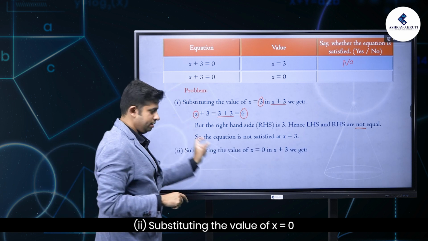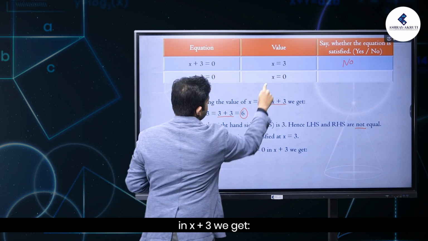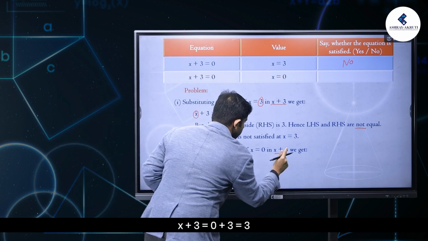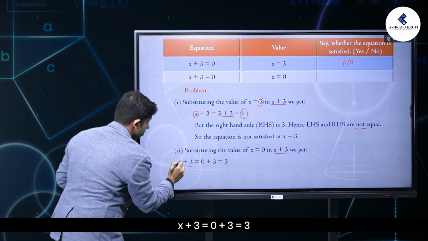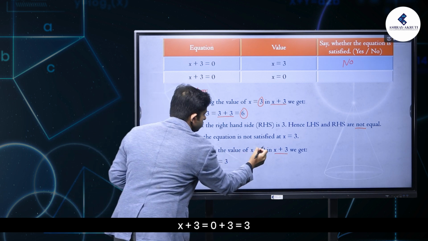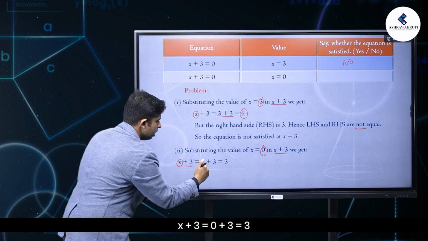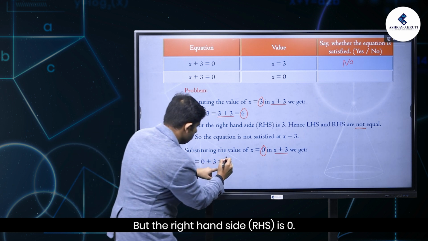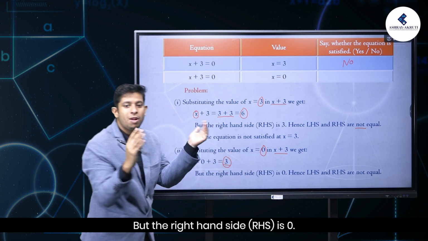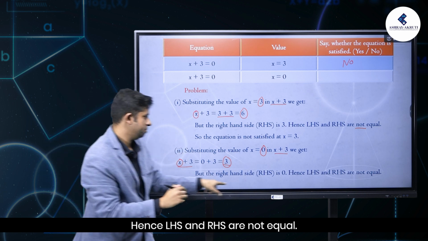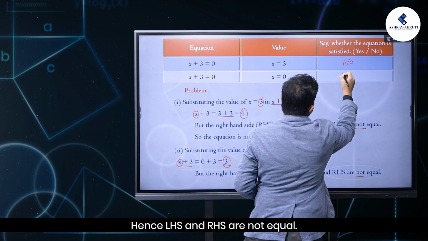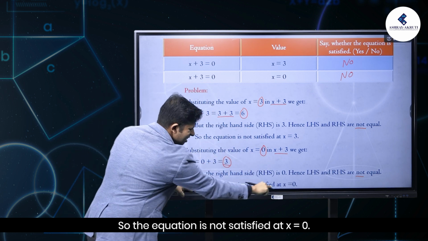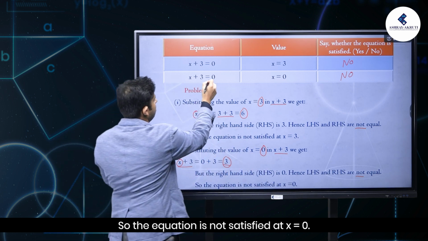Substituting the value of x equals 0 in x plus 3, we get x plus 3 equals 0 plus 3 equals 3. But the right hand side RHS is 0. Hence, LHS and RHS are not equal. So the equation is not satisfied at x equals 0.